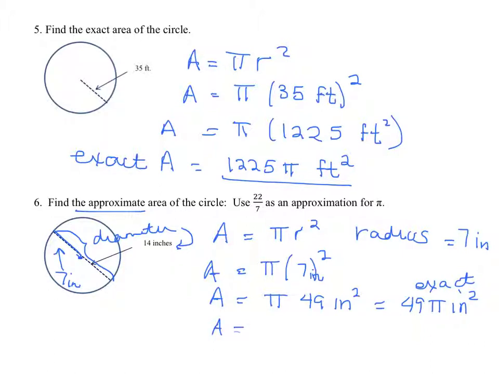And now to get the approximate, I was asked to put in 22/7 for pi. So 49 times 22 over 7. Put the 49 over 1. 7 goes into 7 once. 7 goes into 49 7 times. And then I just multiply that out, and I get 154 inches squared, or square inches, for the approximation of the area of this circle.